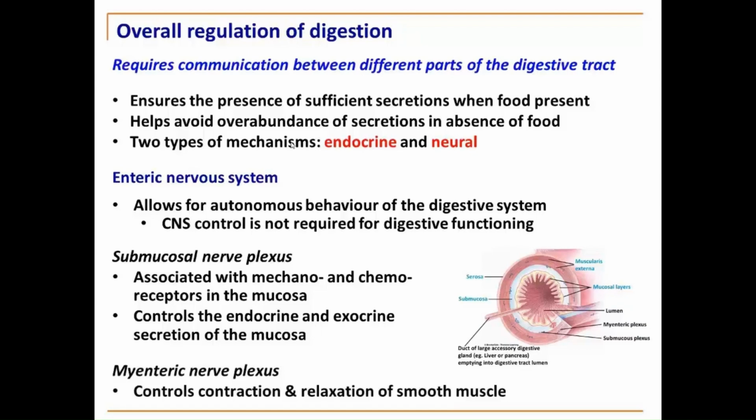Whereas the myenteric nervous system controls the contractions and relaxation of the smooth muscle. So in other words, one is all about hormone secretions, gastric secretions, small intestine secretions, etc. So that's your submucosal nerve plexus. And the myenteric nerve plexus is all about contractions and relaxations of the smooth muscle. So in other words, movement of food and blending of food with those exocrine secretions that have been released so that they have good access to the food and therefore can start to break it down efficiently.